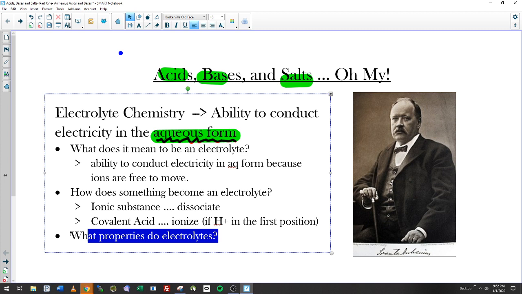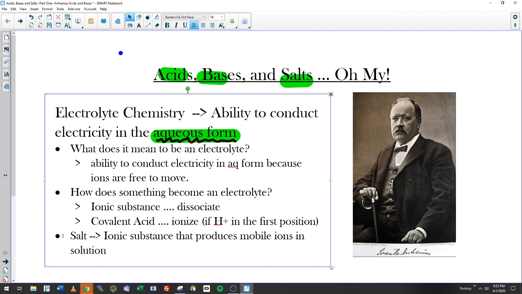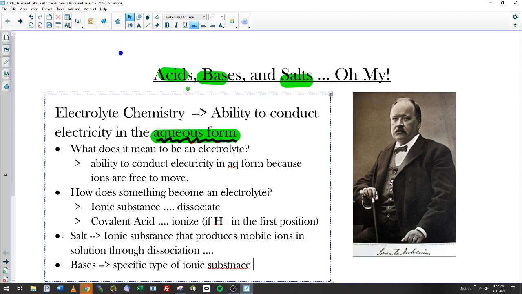What properties do electrolytes have? I'm going to modify this. According to Arrhenius, a salt is an ionic substance that produces mobile ions in solution through dissociation. And then he says that bases are a specific type of ionic substance. I really can't type tonight, and I'm so sorry. Bases are a very, very specific type of ionic substance, just like every square is a rectangle, but not every rectangle is a square.